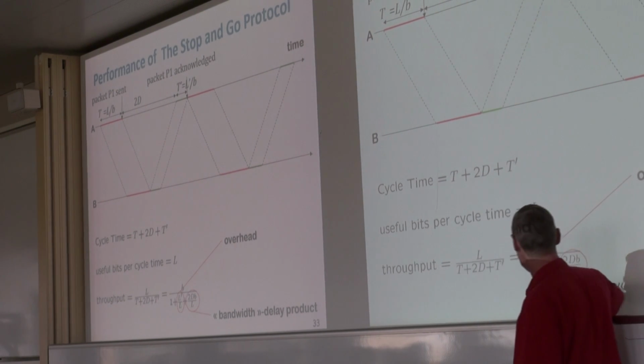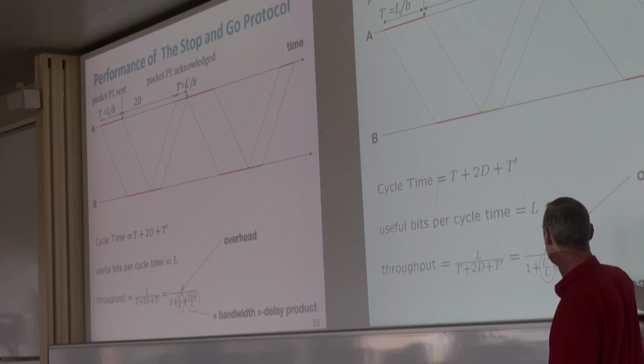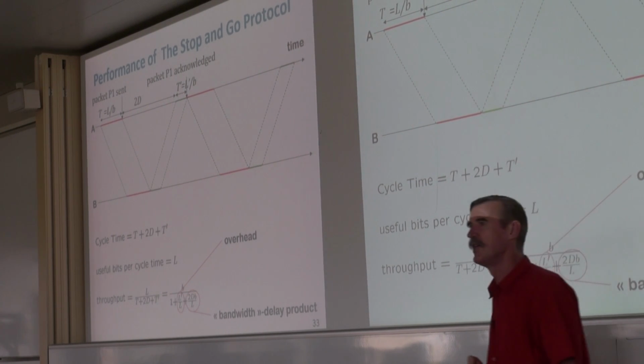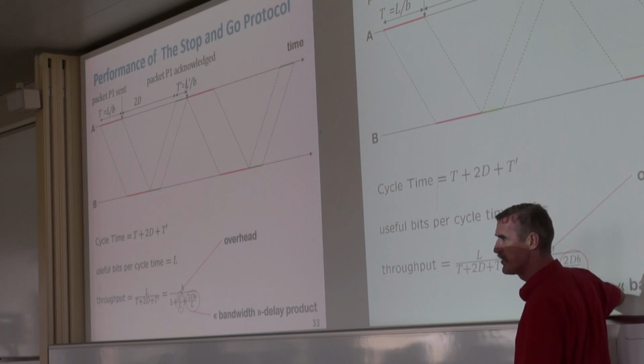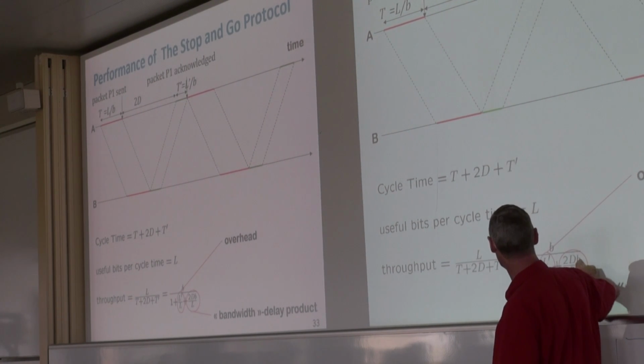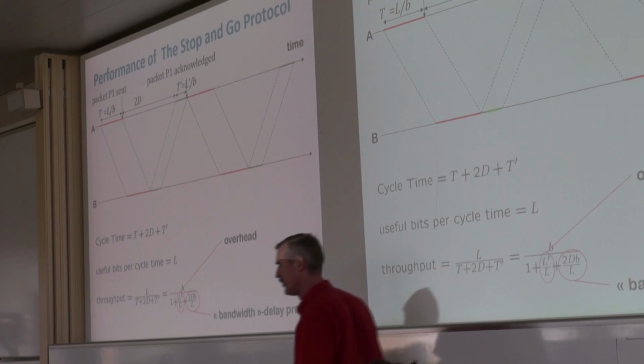But there is another thing which is worse than overhead that is sometimes called the bandwidth delay product, bandwidth in the sense of bit rate. It is the product of the delay, 2D, the round trip time, times the bit rate of the channel compared to the packet size. Now, if this is large compared to this, then the thing will be very inefficient.